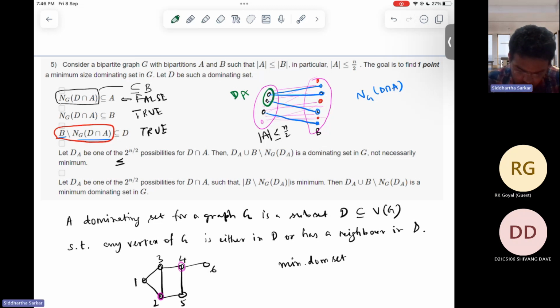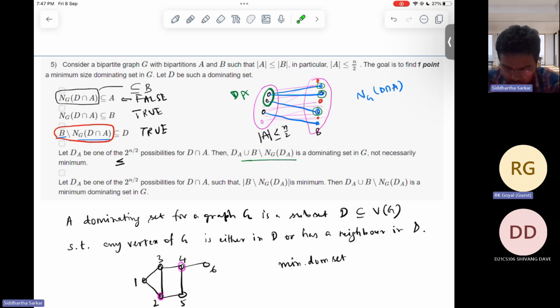So the statement is dA union B minus the neighborhood of dA. So the neighborhood of dA has this, this, and this. So if you take all the vertices in B which are not in the neighborhood, everything other than this, and this thing, then essentially you have got a dominating set. But it is not necessarily minimum.